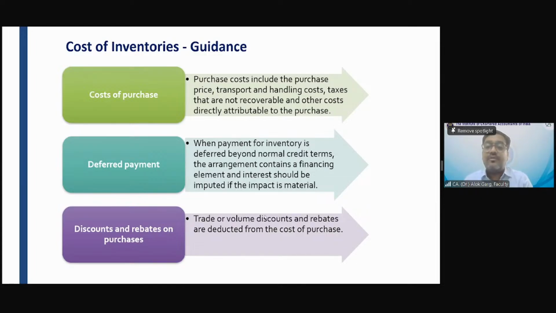Right. So if inventory is also purchased on deferred payment terms, meaning beyond the normal credit term, then whatever extra money is getting paid is a part of interest. Okay. Discount and rebate on purchases: the trade discount and volume discount are deducted from the cost of purchases.